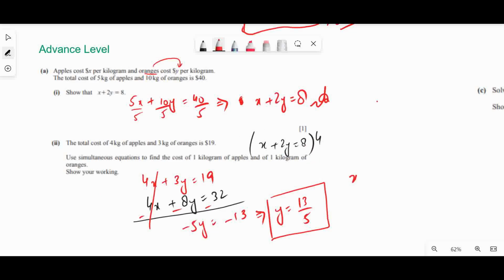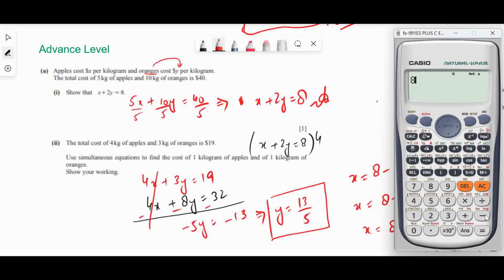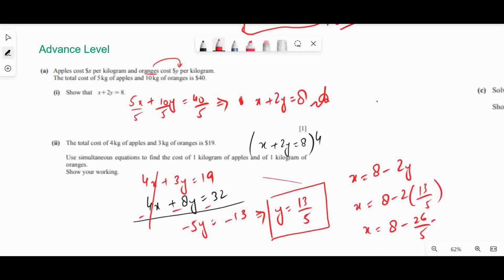So x is equal to 8 minus 2y. So x is equal to 8 minus 2 into 13 by 5. So x is equal to 8 minus 26 by 5. So this will be equal to 14 by 5. Let me write it over here. So x will be equal to 14 by 5. So this will be the value of x.